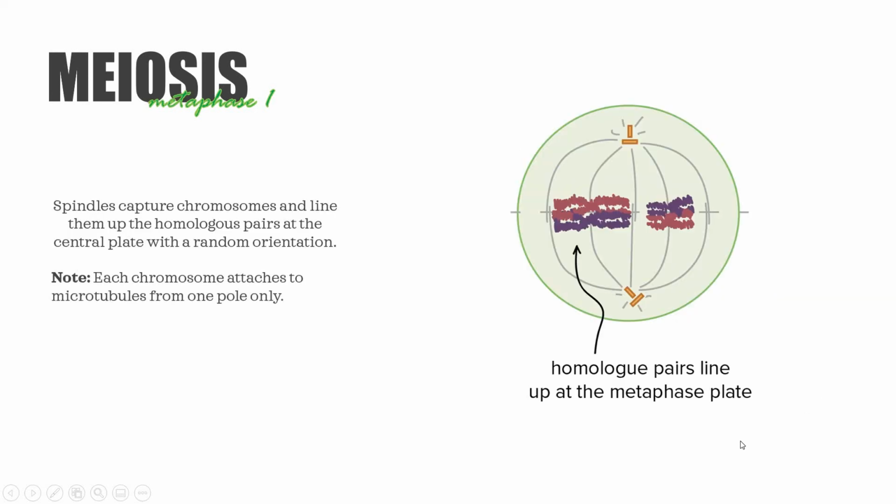Okay, so Metaphase I, tulad nung kanina, meron pa ring central plate. Okay, so spindles, by now, I hope you remember what spindles are. They are these guys. Capture the chromosomes and line them up. Okay, line up the homologous pairs at the central plate with a random orientation. Itong mga homologous pairs, they line up at the metaphase plate, and what do you call them? I remember yata, during college, ang tawag namin dito yata is tetrads. Yeah, tetrads. 1, 2, 3, 4. Tetrads. Alright, note, each chromosome attaches to microtubules from one pole only.